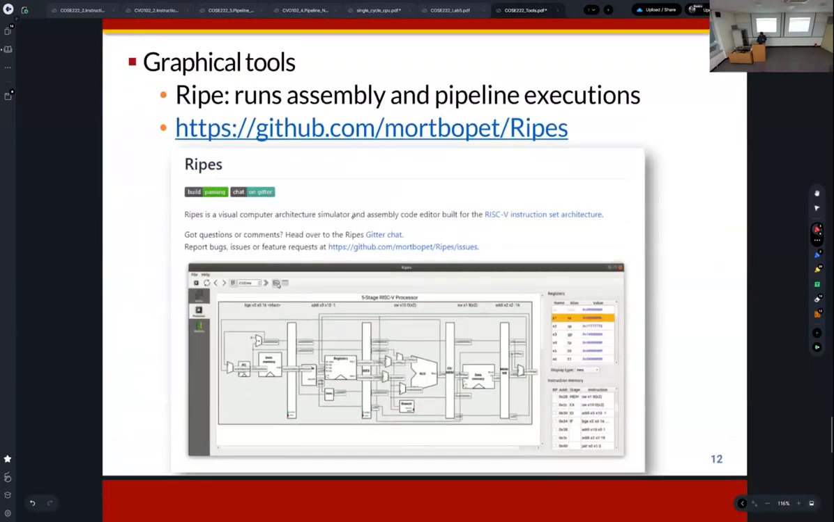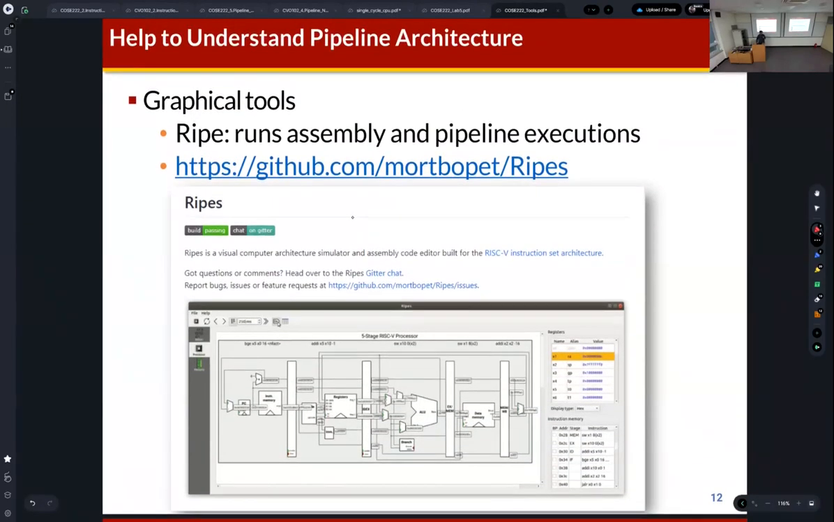We are very familiar with graphical tools, and they are very convenient. If we can use a graphical tool, we can easily understand the behavior of the processor architecture. So I think this is a very great tool. This is the Ripes RISC-V simulator. You can download Ripes from this GitHub repository, and I believe you can run it on your Windows or Mac computers. This is the example.